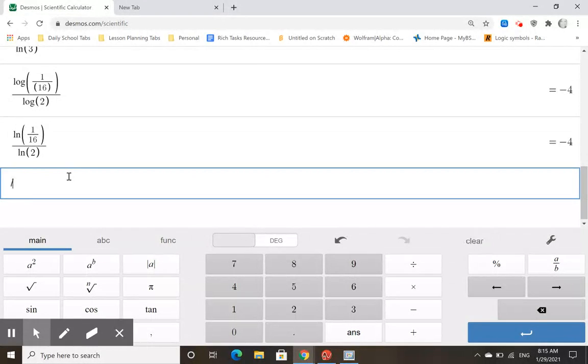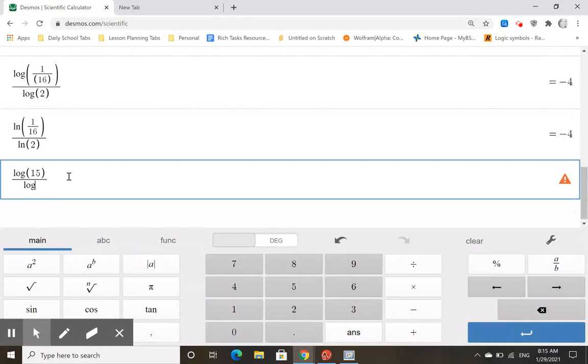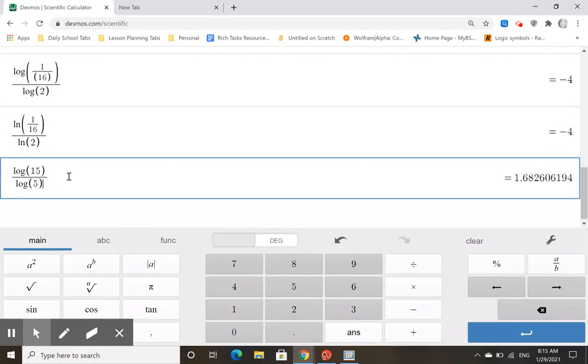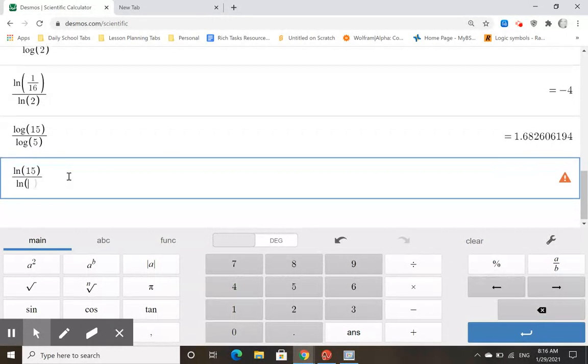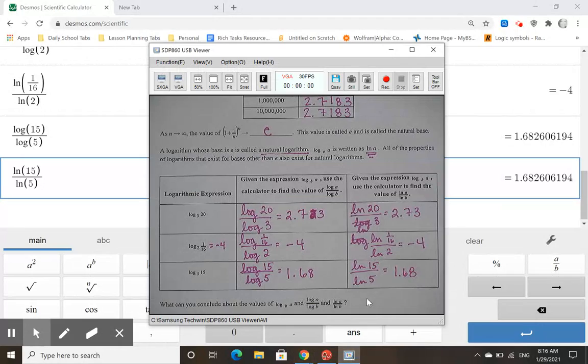And just to complete our table, let's do log 15 divided by log of 5. Okay, just as I suspected, it's a little more than 1.68. And with natural logs, so your calculator understands common logs, natural logs, and e itself. All right, let's go back to our notes.